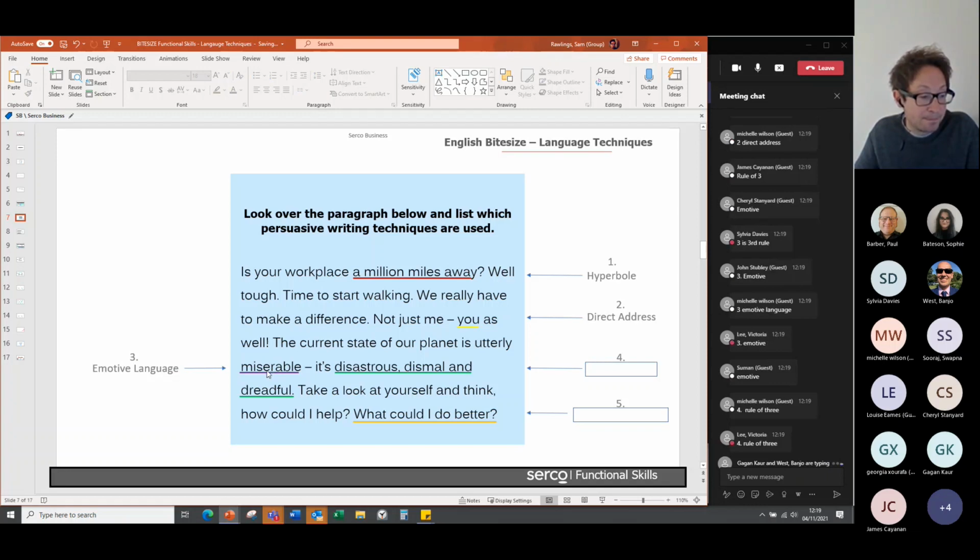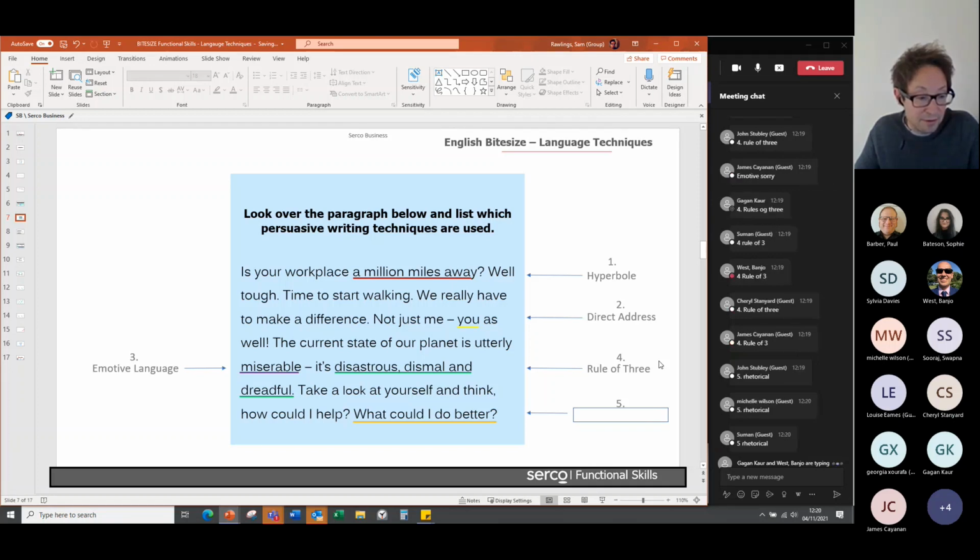And then we've got number 4, which I think maybe some people have merged 3 and 4 together. But yeah, number 4, you can see disastrous, dismal and dreadful. These are emotional words, but actually they're presented in a 3, aren't they? So you could say, for example, that dreadful was emotive language, but also because it's presented in a set of 3, we can also call it the rule of 3. Perfect.